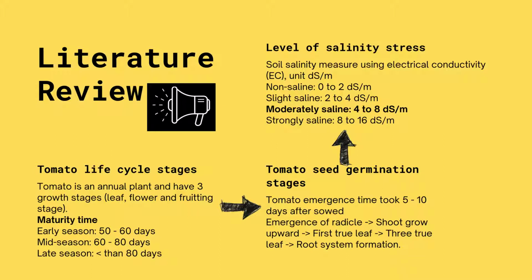Thirdly, level of salinity stress. Soil salinity is measured using electrical conductivity, EC. The unit is decisiemens per meter. Non-saline soil is 0 to 2 decisiemens per meter. Slightly saline soil is 2 to 4 decisiemens per meter. Moderately saline soil is 4 to 8 decisiemens per meter. Strongly saline soil is 8 to 16 decisiemens per meter. And extremely saline is more than 60 decisiemens per meter. The most suitable for tomato seed germination is moderate saline, which is 4 to 8 decisiemens per meter.